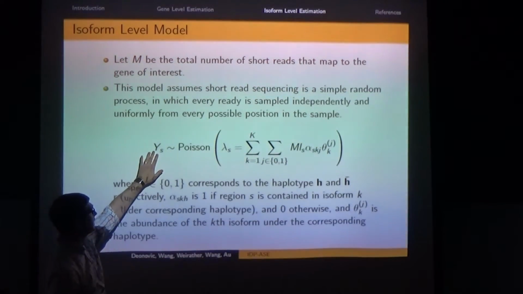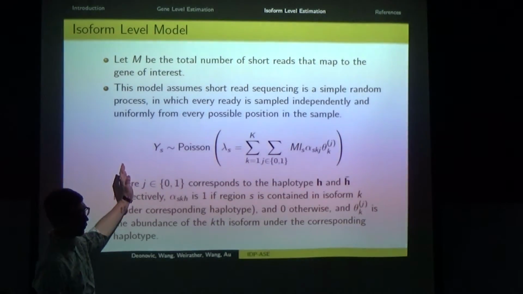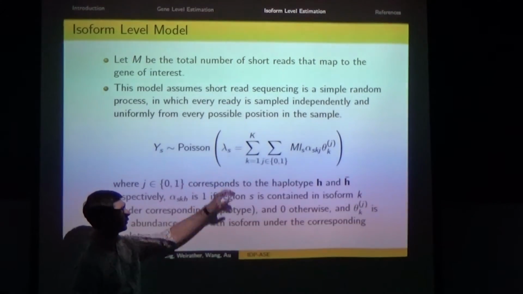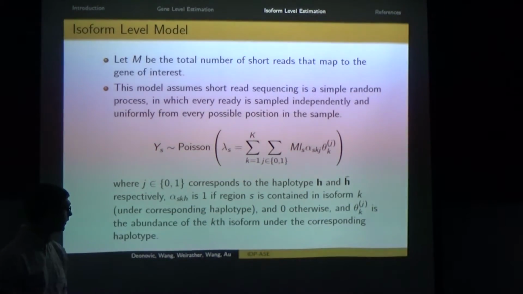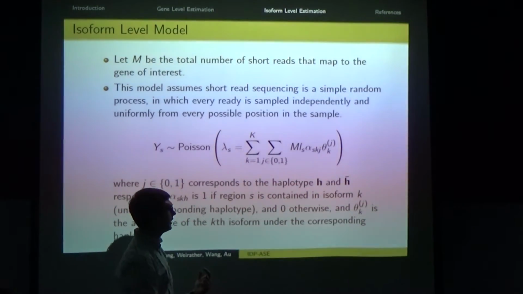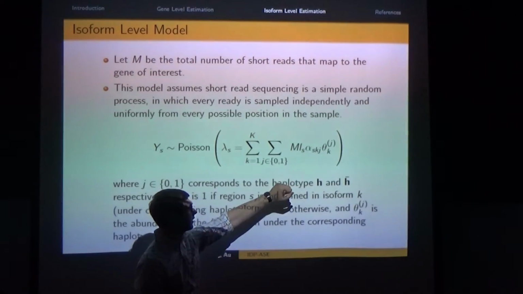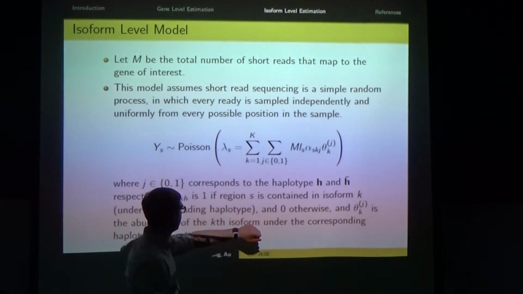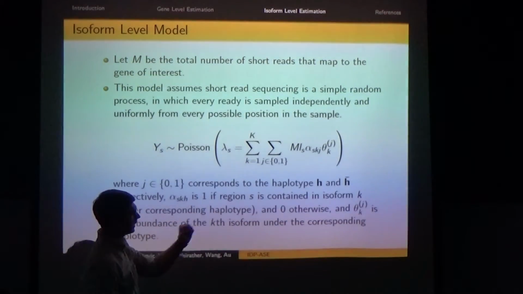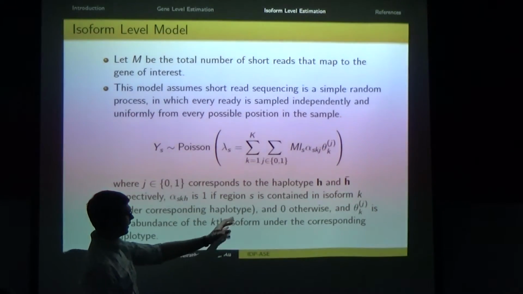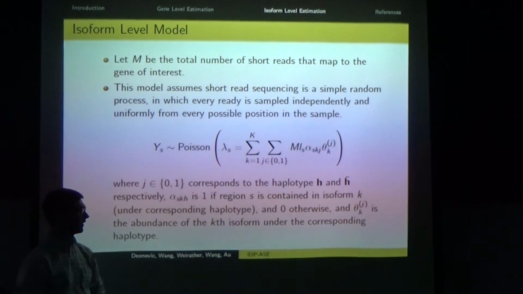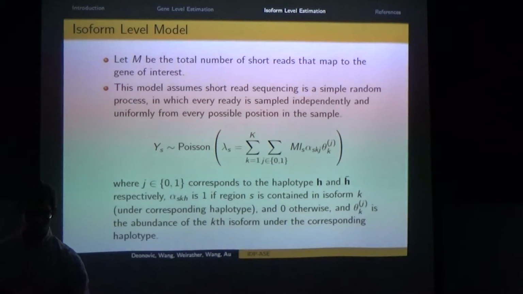So the read count at region S, we'll call it Y_S, can be modeled as a Poisson random variable with parameter lambda_s, which takes this form, where m is the total number of reads in the gene, l_s is the effective read length, alpha_skj is 1 if region S is contained in isoform K under the corresponding haplotype, 0 otherwise, and theta_kj, as I've mentioned earlier, is the abundance of the K isoform under the corresponding haplotype.